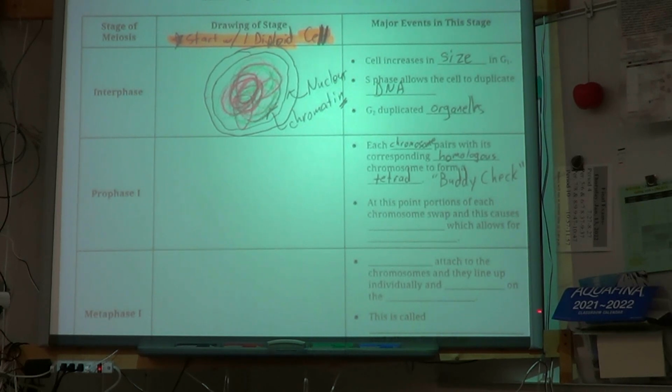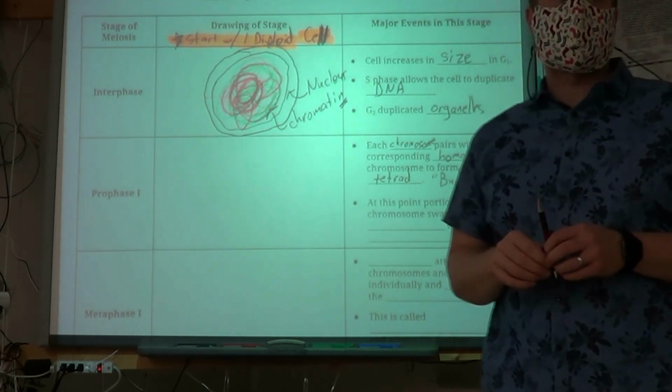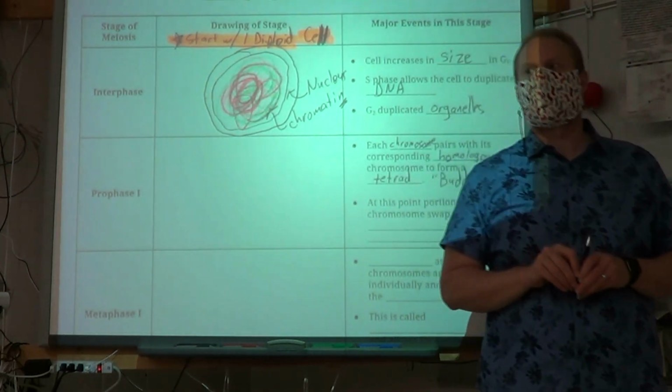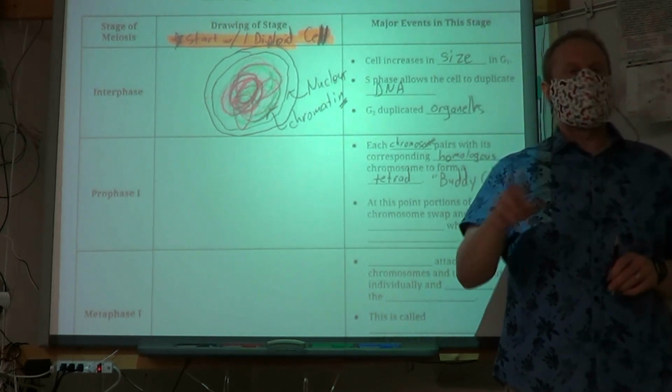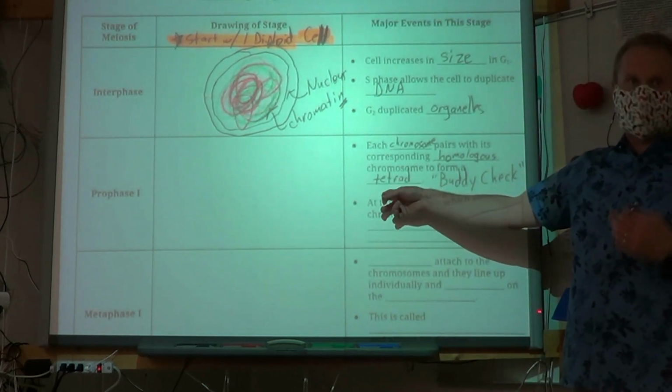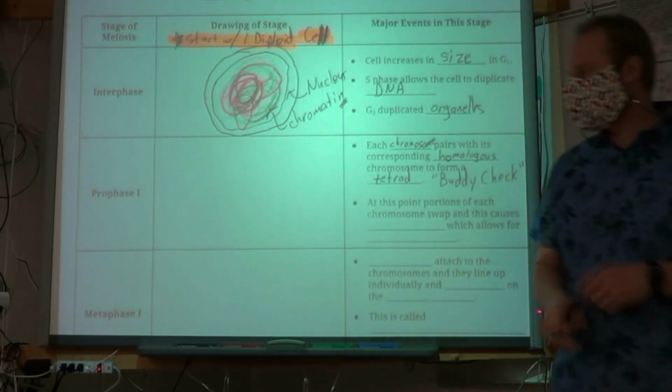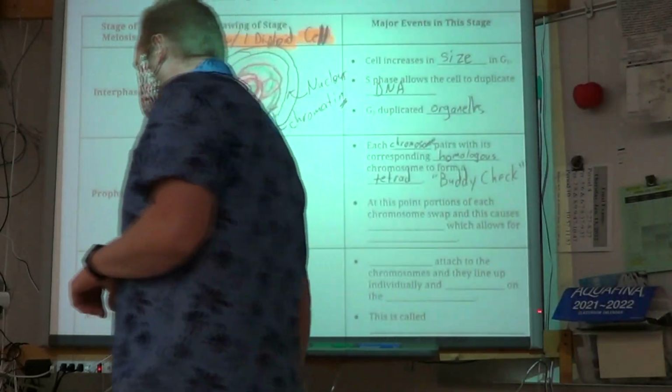Ever play the game Tetris? I used to play Tetris on Nintendo or on a Game Boy, which is really, really old, and I'm dating myself. But how many squares or boxes does every single piece in Tetris have? It has 4, right? So when we talk about tetrad, it's 4. And what we have is we have 4 chromatids.